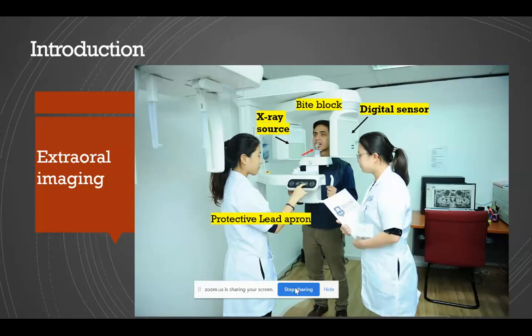That's the bite block on which the patient is supposed to bite and stabilize so that he or she is standing within the focal trough and is positioned correctly for taking the image. And that's the software used to view the image. Since we have all moved to digital radiology, it's important to understand that there is no film, there's no darkroom procedure, and the image directly gets transmitted into the computer, and you view it with the help of a software.